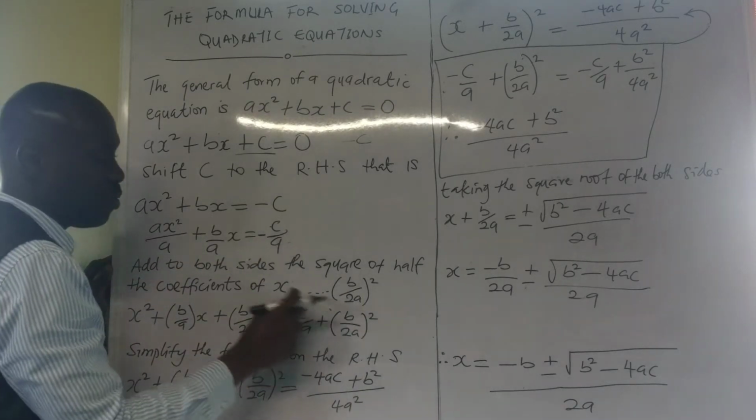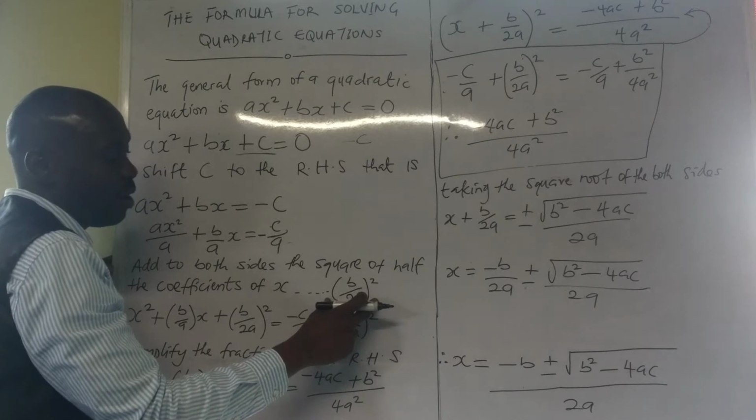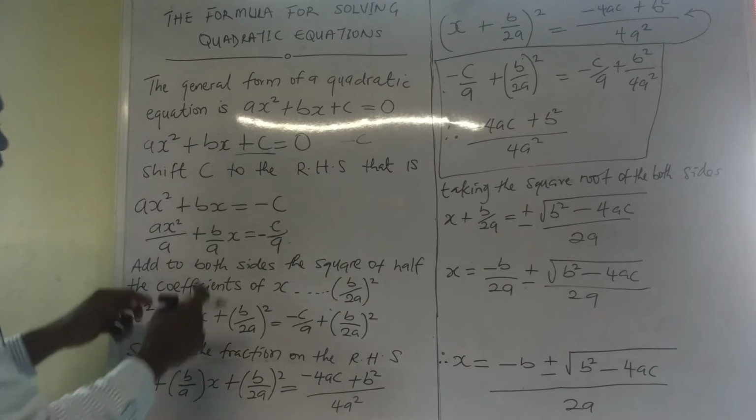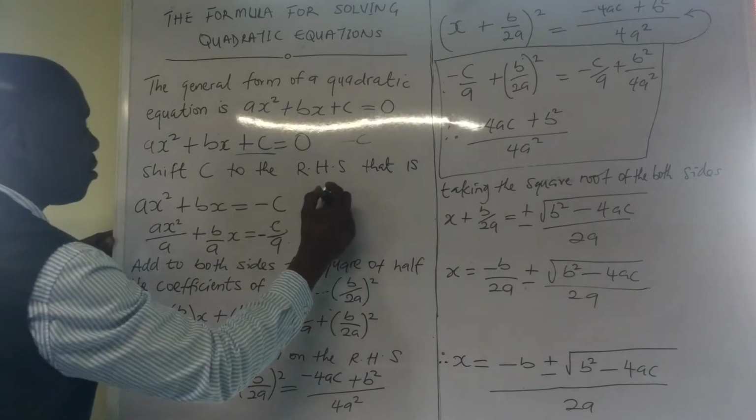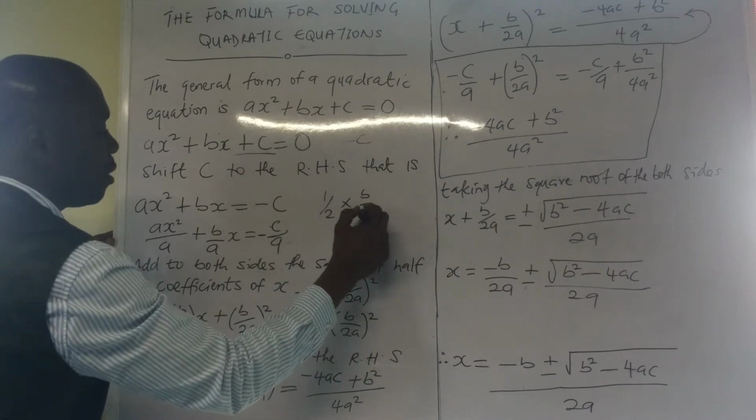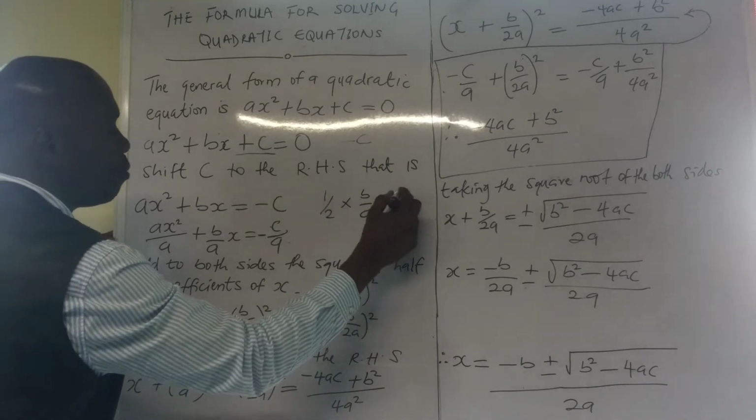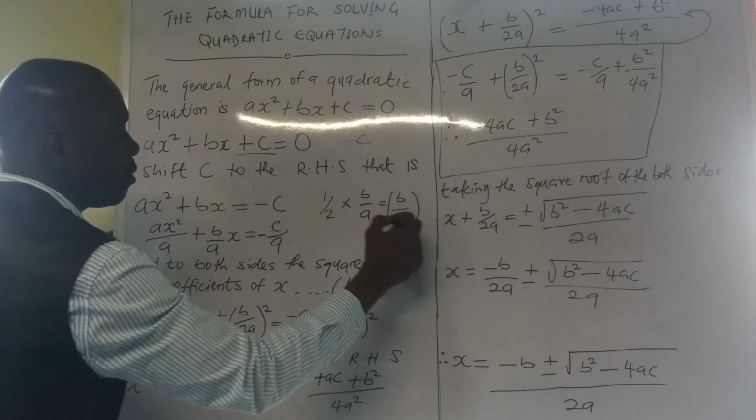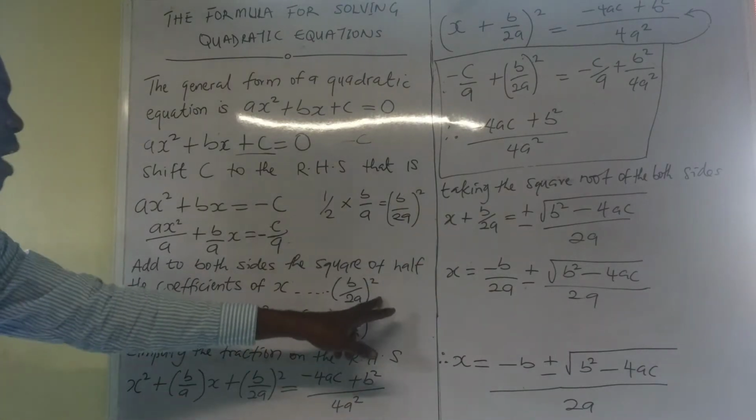So from here now, you see, the square of half, we arrive at b all over 2a. So let me pick this one so that you will see how we enter here. Like here, just say half times b over a. If you multiply, it will give you b, then all over 2a. So we now bracket it to give us the square. So that's why we arrive here.